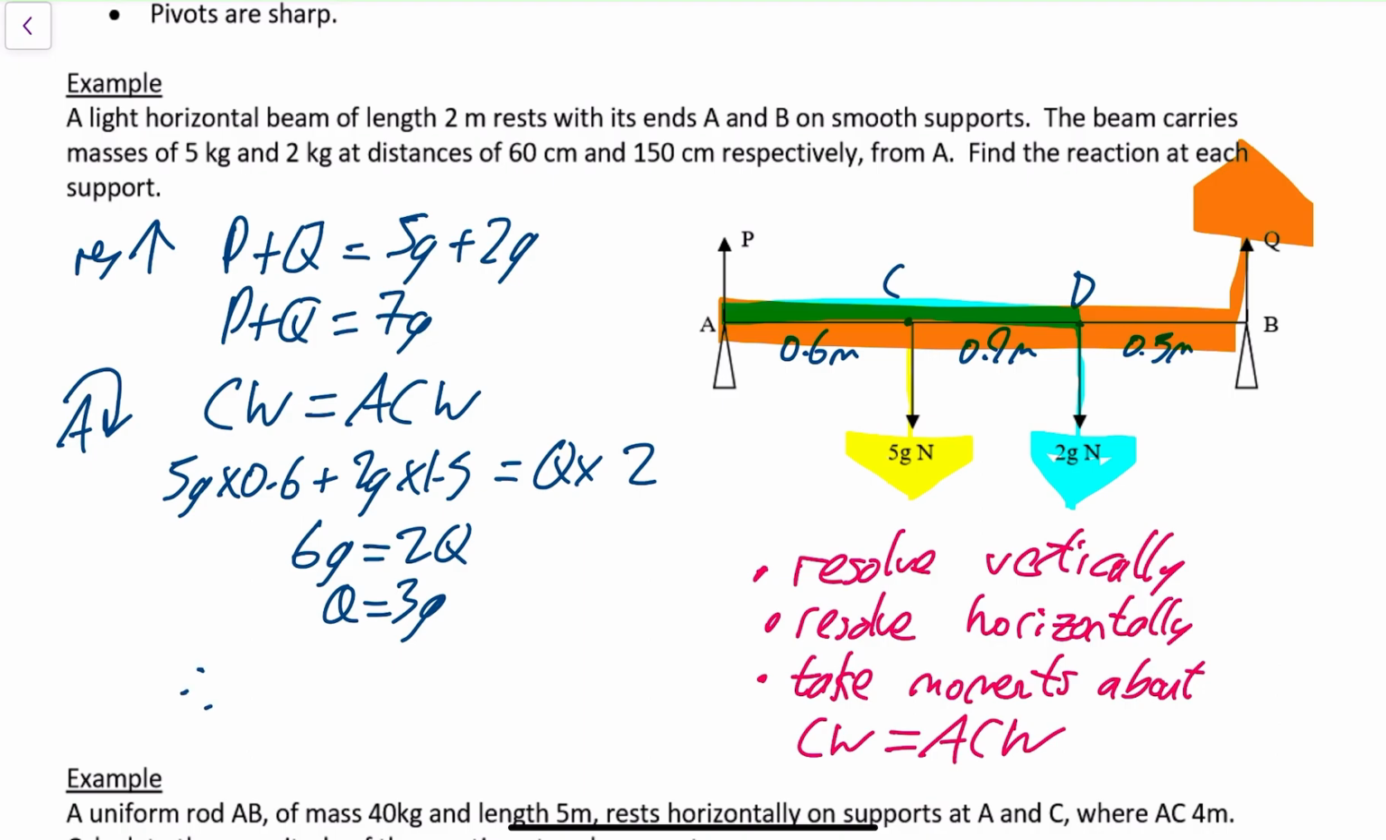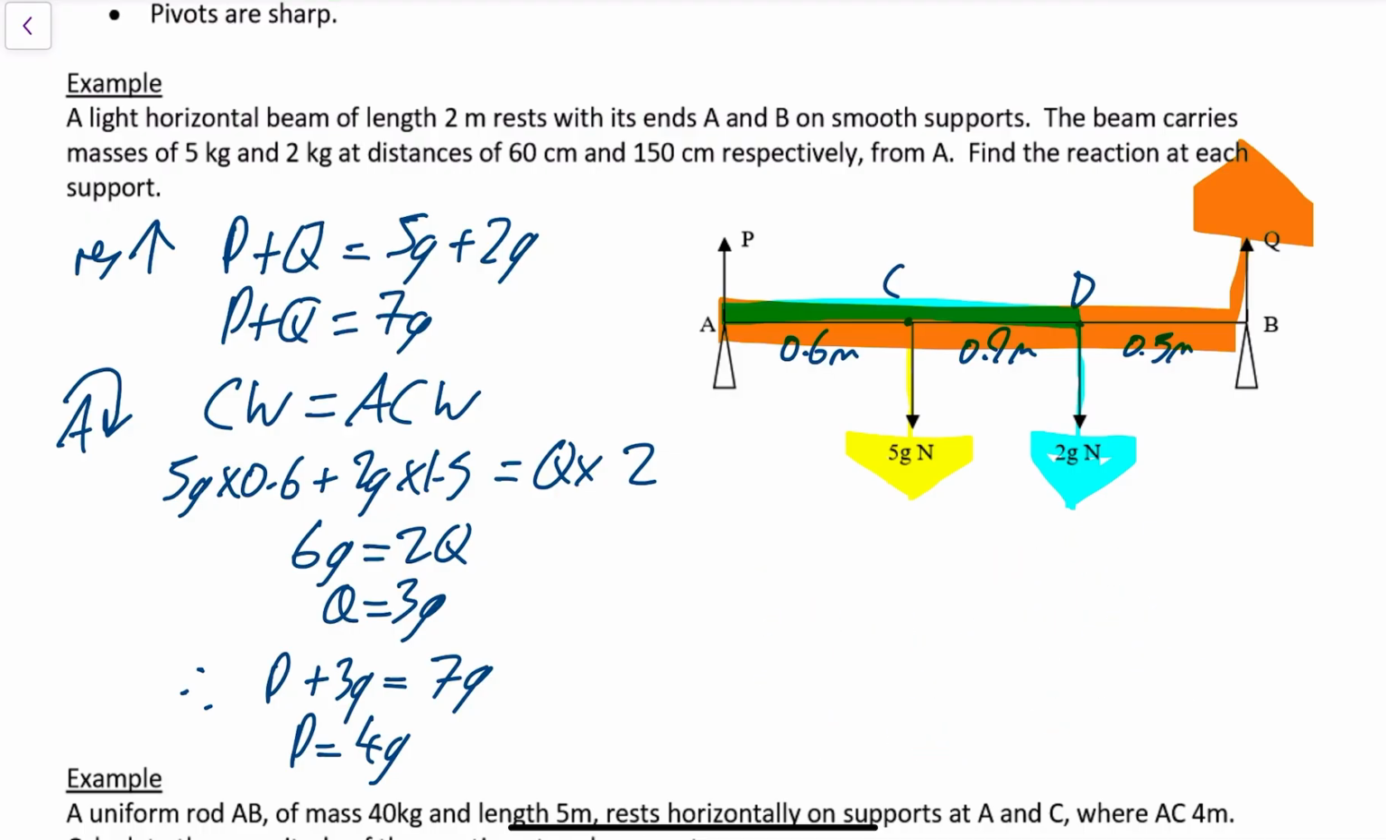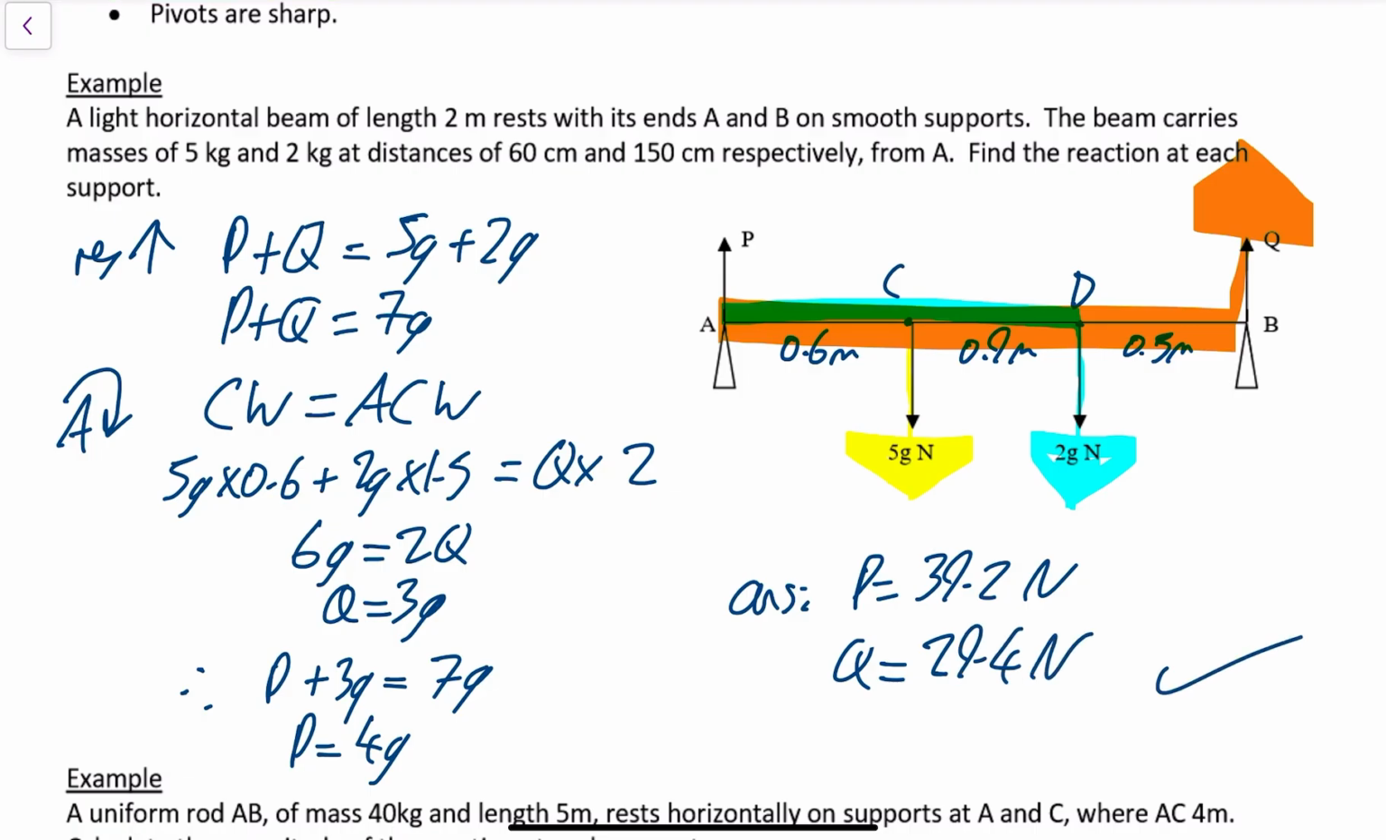And then put that into the first equation: P plus 3G equals 7G. A wee bit of working out, your P is equal to 4G. Now, I'll get rid of this so I have a bit of space. You would obviously have to write your answer then. Your P is equal to 4 times 9.8, so 39.2 newtons. And your Q is equal to 3 times 9.8, so 29.4 newtons. And that's it done. Okay, the next one.